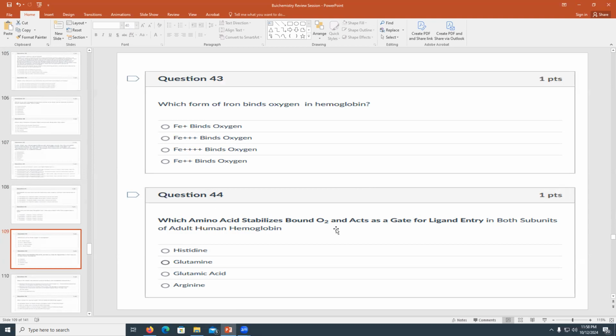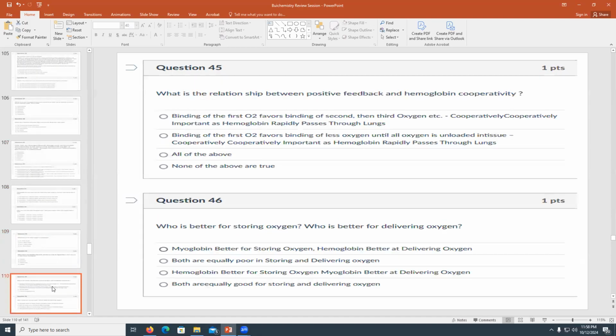Which amino acid stabilizes the bound O2 and acts as a gate for the ligand to enter in both the subunits? Obviously, histidine. We talked about the involvement of histidine amino acid in the structure of hemoglobin. What is the relationship between positive feedback and hemoglobin? So the binding of the first oxygen favors the binding of the second, then the third. Cooperativity. Yes, cooperativity is important as hemoglobin rapidly bypasses through the lung. Excellent. That's A. This one is the right answer.